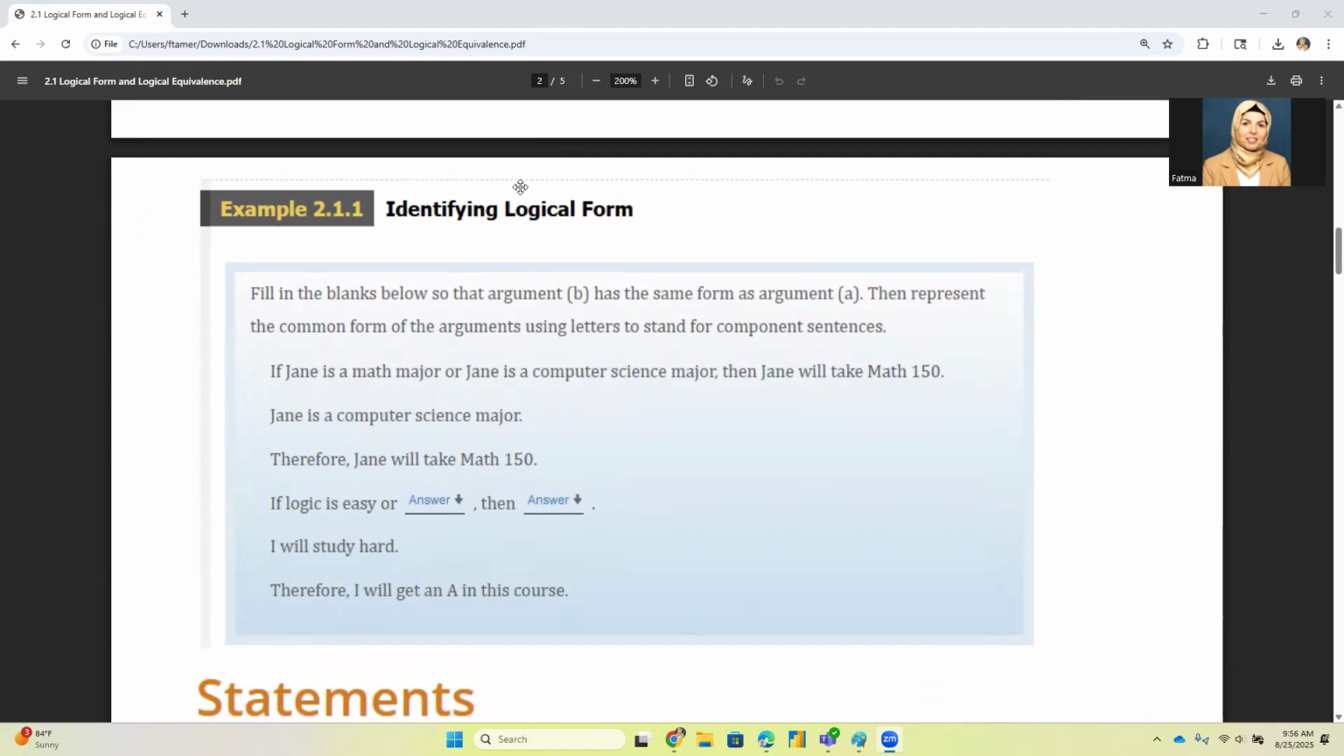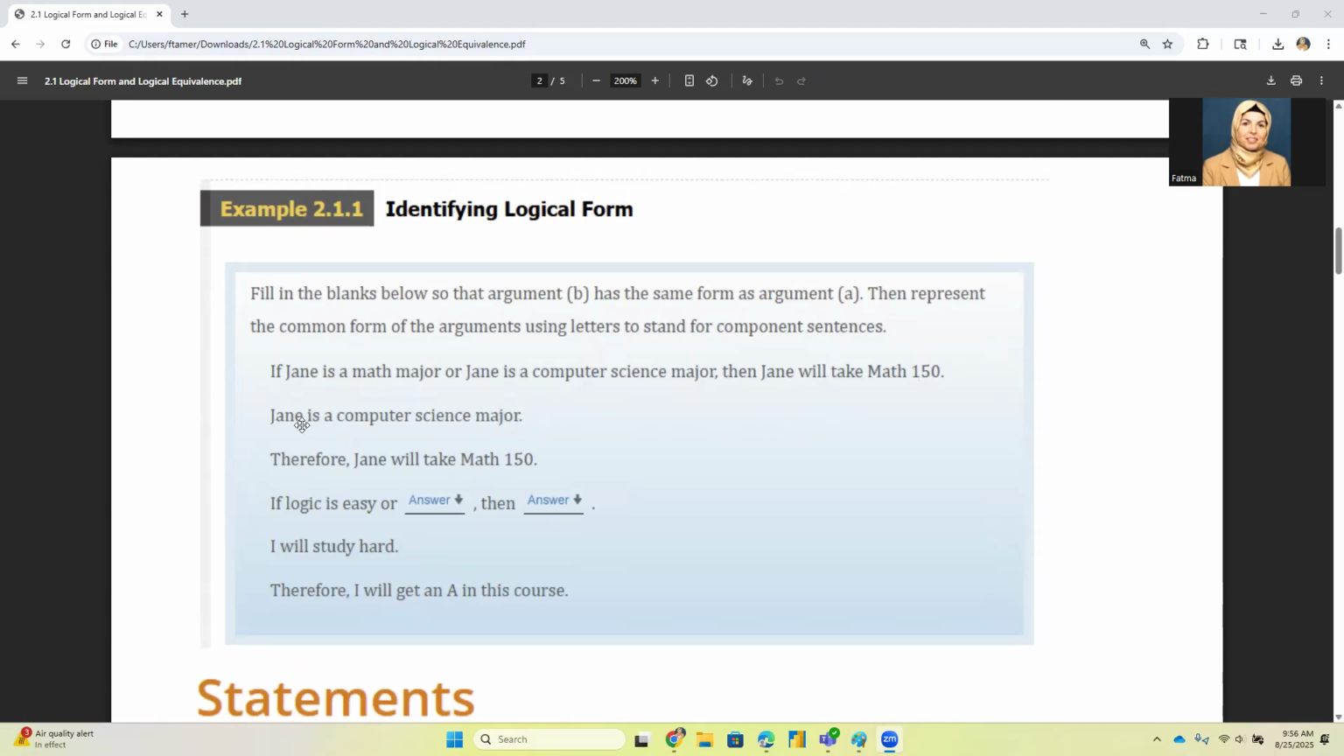When we look at the next portion, which is about identifying logical form, we're going to take a look at an example. The directions are, we're going to fill in the blanks so that argument B has the same form as argument A. And we're going to represent the common form of the arguments using letters to stand for the component sentences. So here is the sentence: if Jane is a math major or Jane is a computer science major, then Jane will take Math 150. So if P or Q, then R.